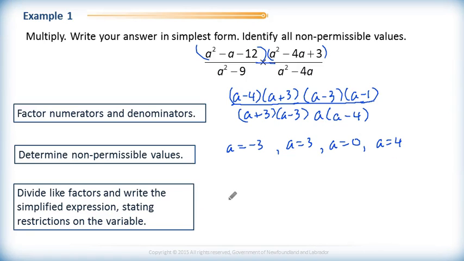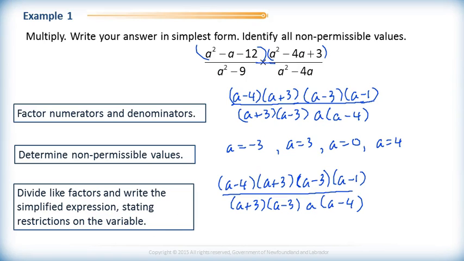Now we can divide our like factors and write the simplified expression. So let's do that. I've got a minus 4 divided by a minus 4 to get 1s. A plus 3 divided by a plus 3 to get 1s again. We've got an a minus 3 divided by an a minus 3 to get 1s. And we are left with a minus 1 over a. Our restrictions are a cannot be negative 3, 3, 0, or 4.